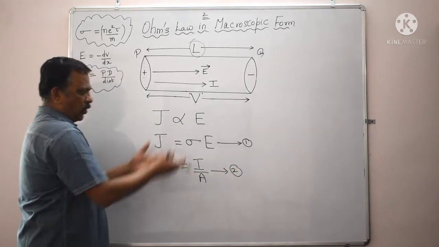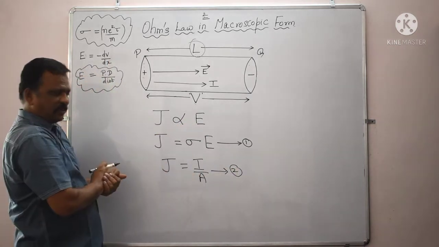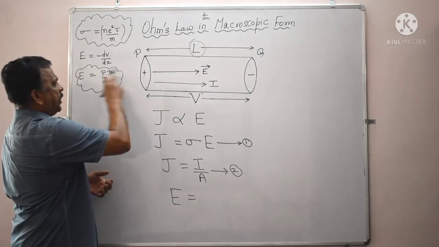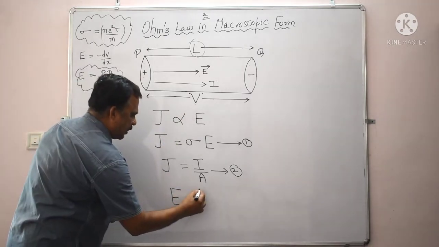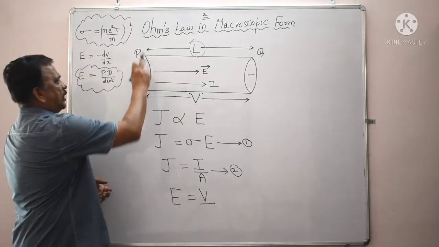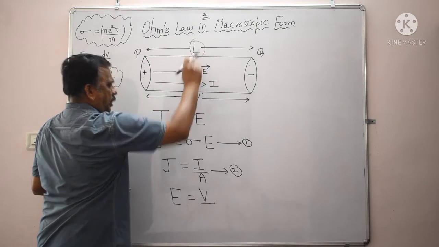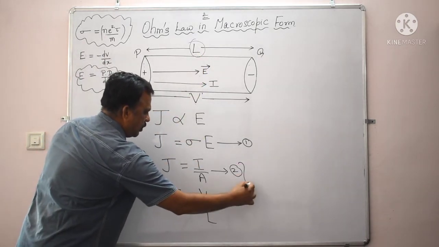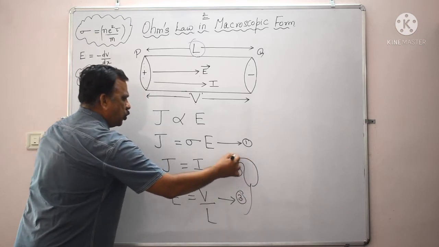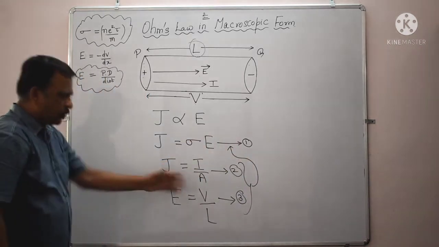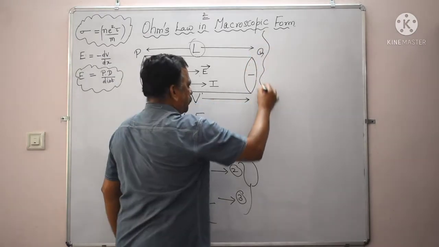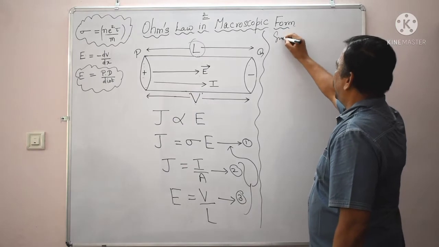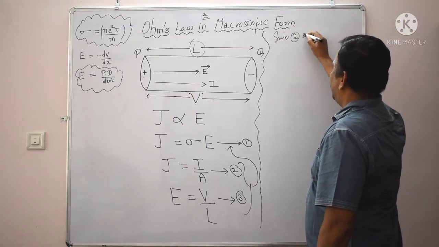Just now we saw a relation between electric field and potential difference, isn't it? So electric field E is equal to the potential difference between the two ends of the conductor, that is V, over the distance between the two ends of the conductor, which is nothing but the length of the conductor, L. So number 3. I am going to substitute 2 and 3 in 1. Shall we substitute 2 and 3 in 1? We shall. So substituting 2 and 3 in 1.